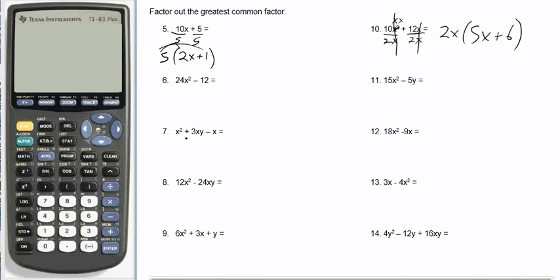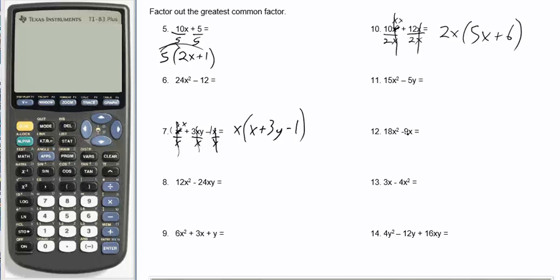All right, number 7. So the only thing that goes into 1 and 3 is 1, so that doesn't do anything. However, there is an x in all of these, so I'm going to take out an x. So I'm going to divide everything by x. Remember, x squared is really an xx, so if I cancel, I only cancel one of them. I'm going to cancel the x here, so plus 3y. And then when I cancel the x here, be careful that it's not 0, it's 1. In this case, negative 1.